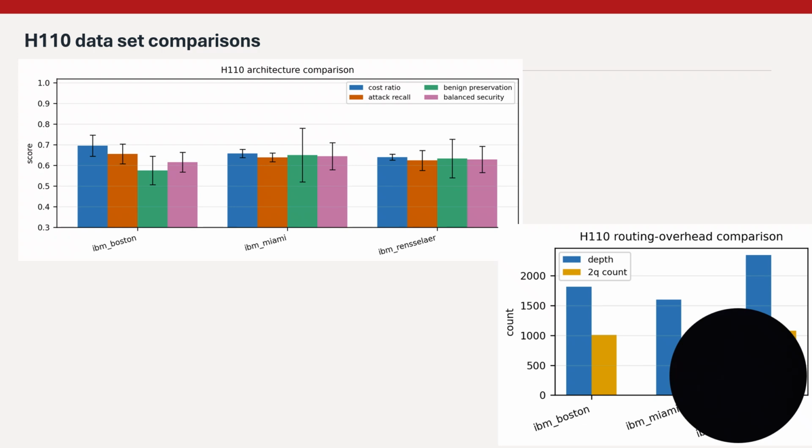These graphs go into a little more detail for the H110 dataset, the largest dataset that we analyzed. First, in the upper left, we see a hardware architecture comparison between Boston, Miami, and Rensselaer, looking at things such as cost ratio and balanced activity. The lower right graph goes into more detail on the routing and overhead comparison between Boston, Miami, and Rensselaer. You'll note again the circuit depth can vary significantly and does not change monotonically as we discussed on the prior slide.